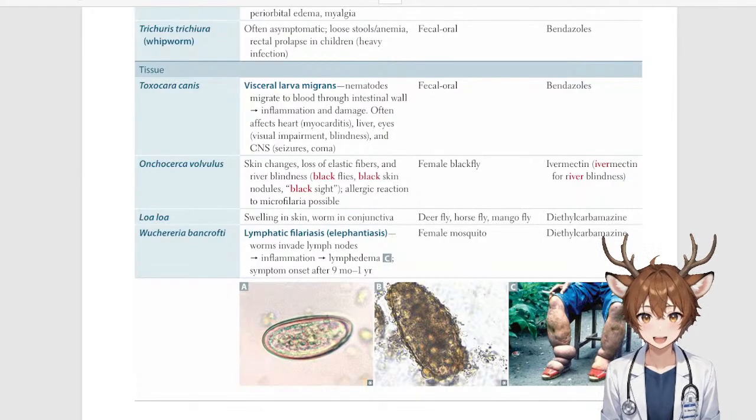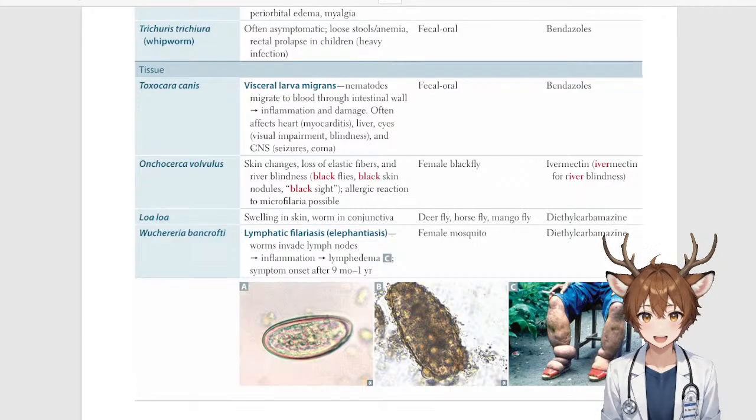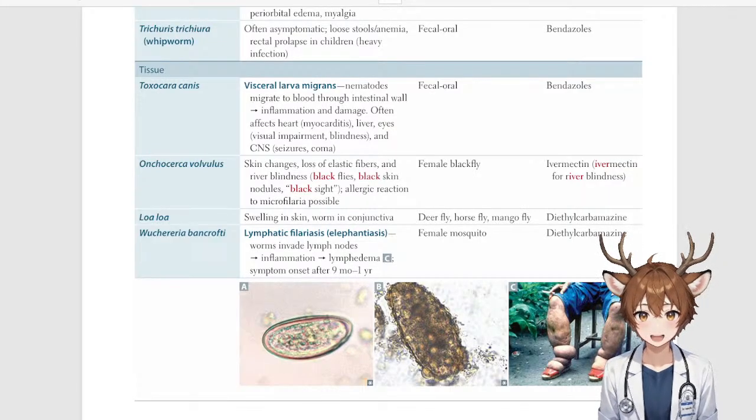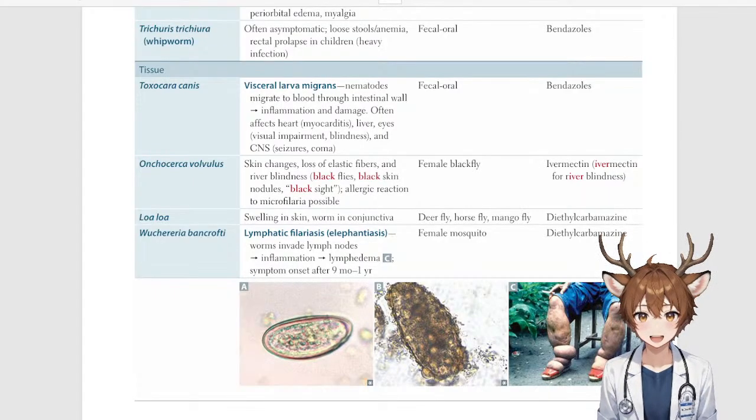What about Onchocerca volvulus? Causes black skin nodules, river blindness, black sight. Now, Onchocerca volvulus is spread by the female black fly, and it is going to be treated with ivermectin for river blindness. So ivermectin, river blindness.